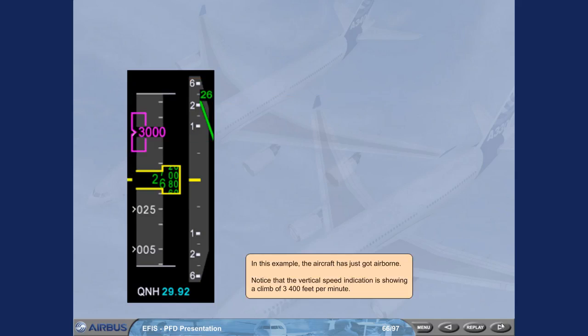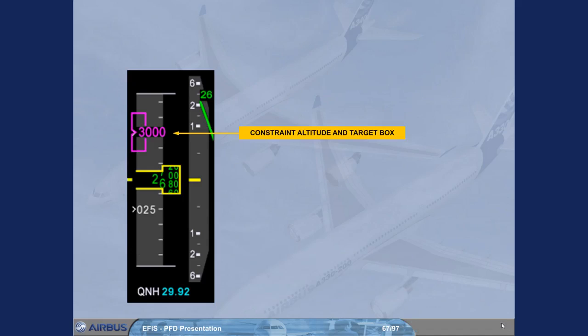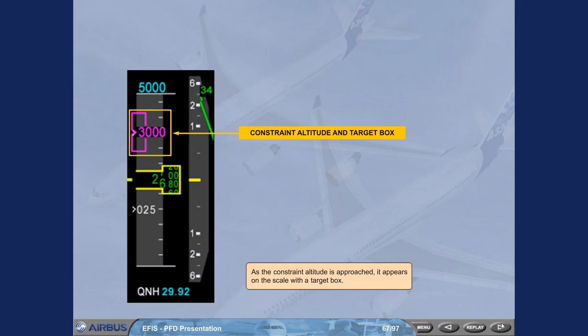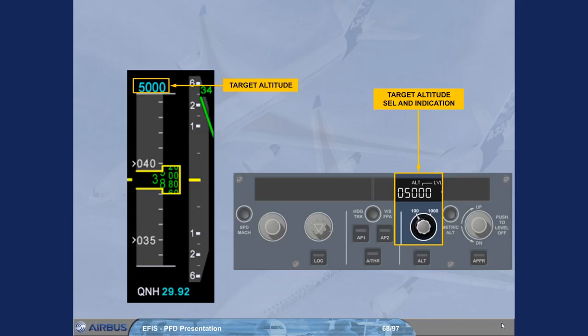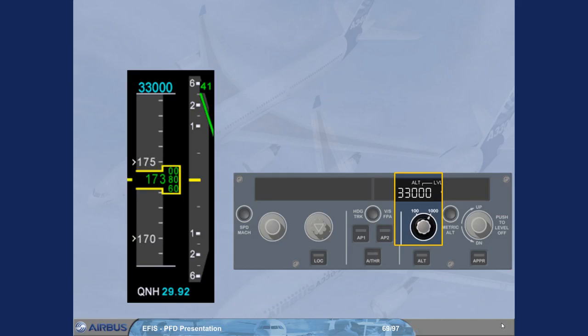As the constrained altitude is approached, it appears on the scale with a target box. Once past the constraint, the aircraft can climb further, so a new target altitude is selected on the FCU. The aircraft has now been cleared to flight level 330, set.